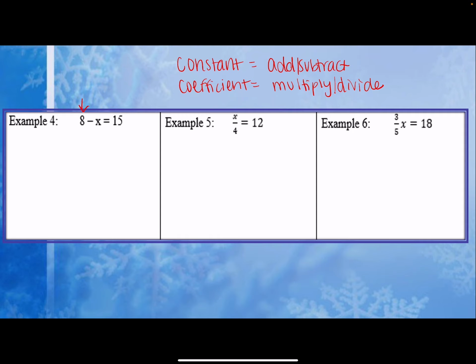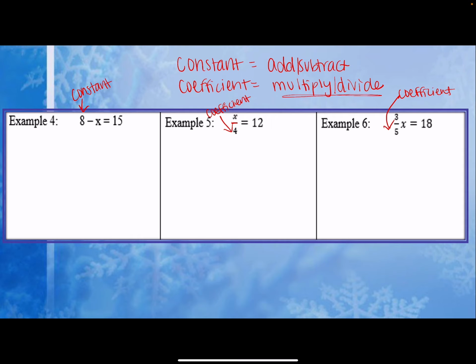Here we have a constant attached to x. Example 5, we have a coefficient attached to x. And then in example 6, we have another coefficient. All right, we know that when we're dividing or multiplying x by something, then it's a coefficient, right? Literally, it's right there. Okay, so looking at example 4, we have a constant, so we're either going to be adding or subtracting to move it away.